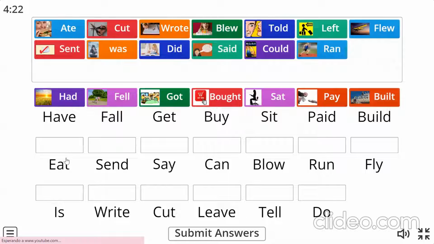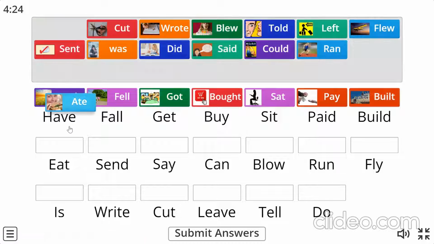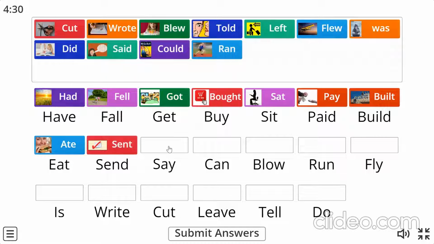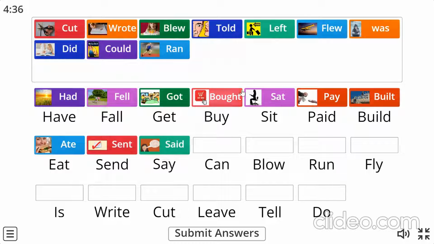What about eat? Ate. Send, sent. Where is say? Okay, here it is. Said. This is like in Spanish when you're thirsty, cuando uno está sediento en español dice sed. So say, said.